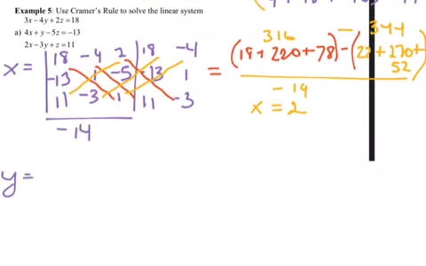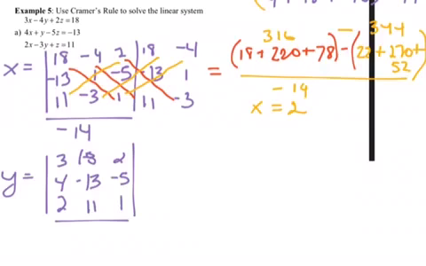So now for my y variable, I'm going to leave the x's what they were and the z's, and replace the y variable with the solutions. And divide that by negative 14. So again, I've got to copy the first 2 columns here so that I can do my determinant.